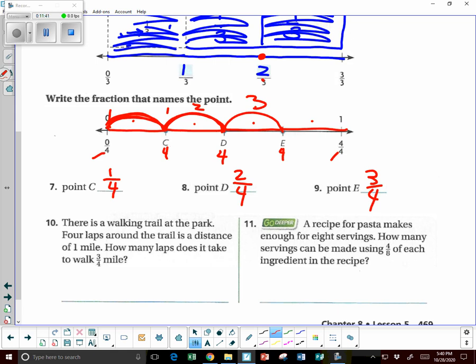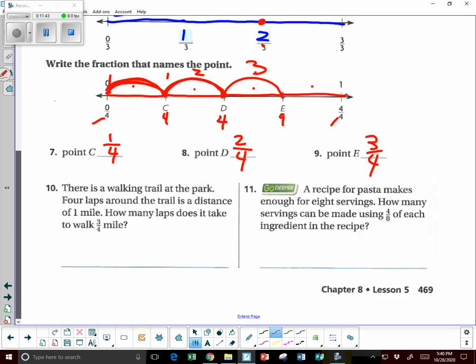Okay. Now, this is where we get kind of confused. It's okay. Just think through it. There's a walking trail at the park. 4 laps around the trail is a distance of 1 mile. How many laps does it take to walk 3/4 of a mile? Okay, so let's look at this. I've got my number line here. There's 0, there's 1. I'm going to break it up into how many parts? 4. Okay?